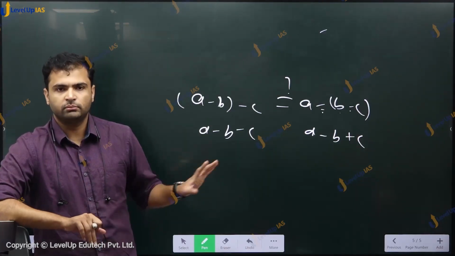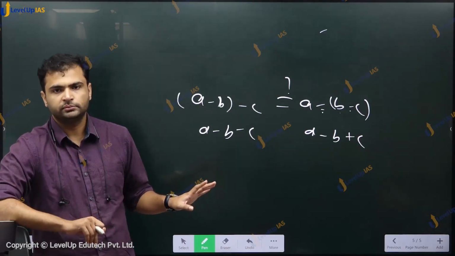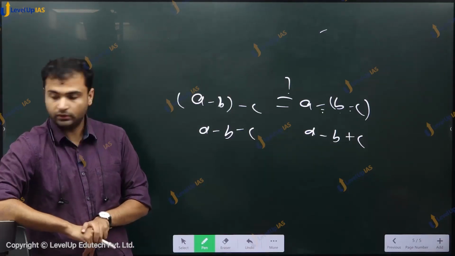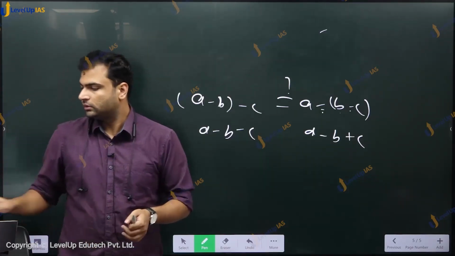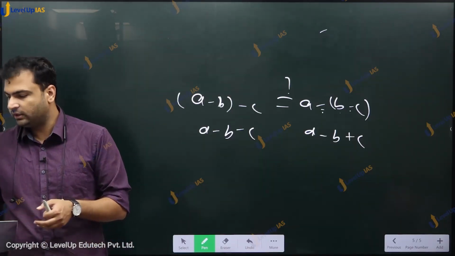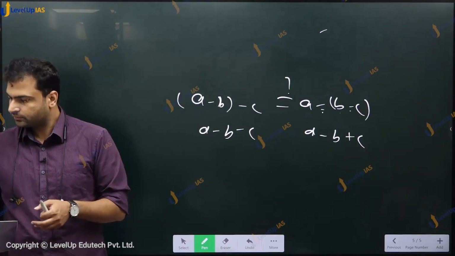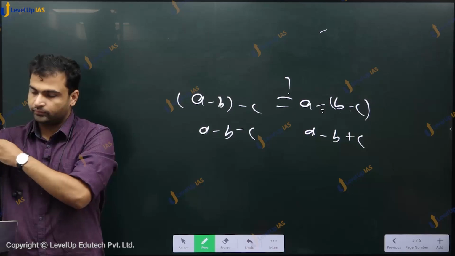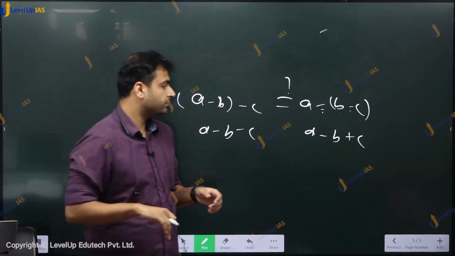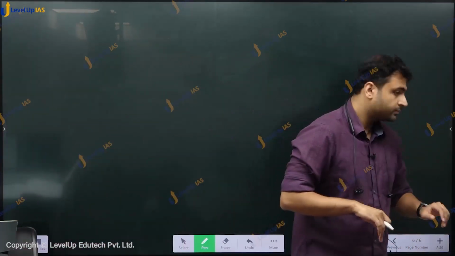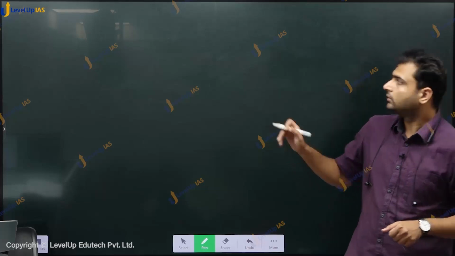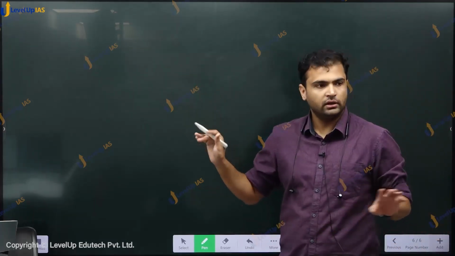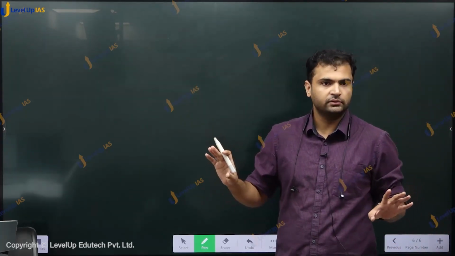Any problem with the properties of subtraction so far? No. Then we'll see subtraction with decimal points. Everybody is familiar with subtraction?